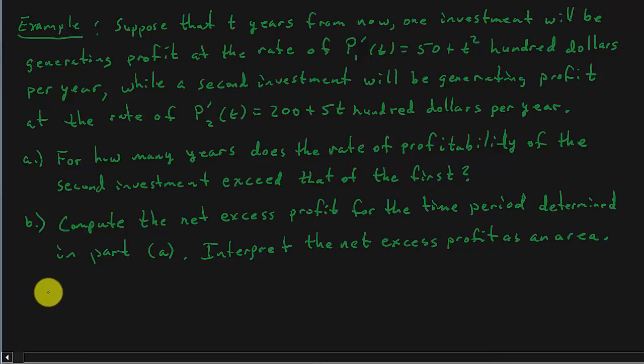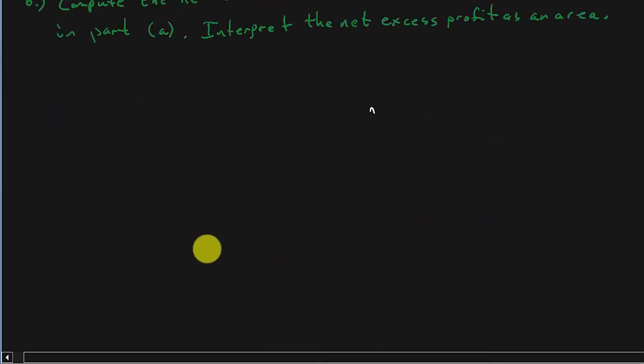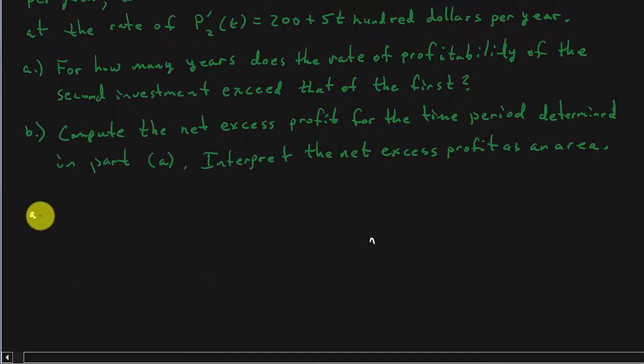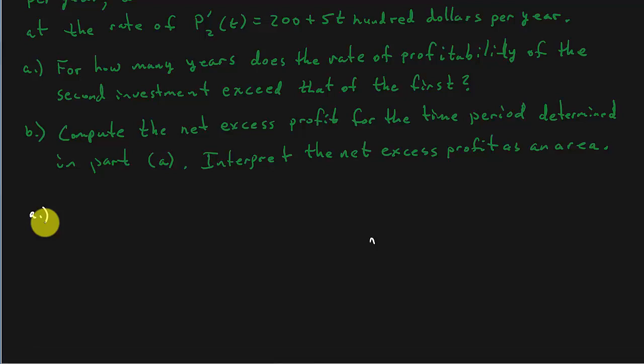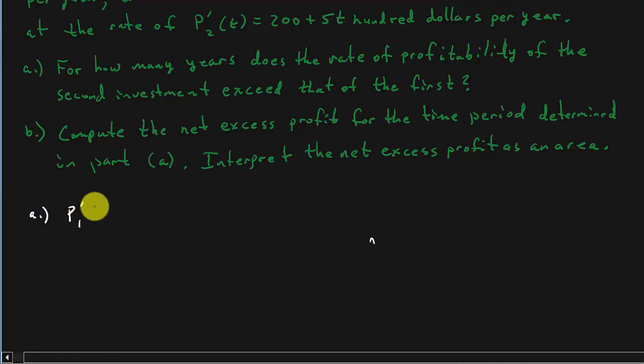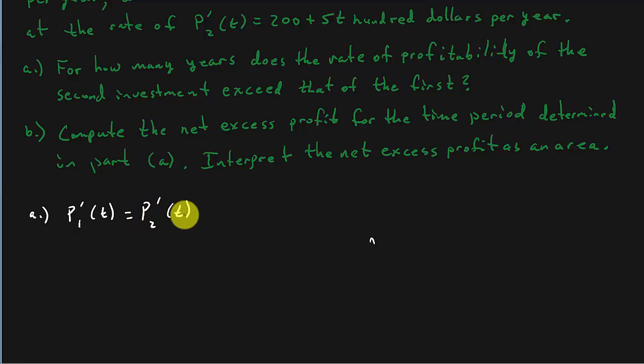So for Part A, the rate of profitability of the second investment exceeds the one of the first until P1 prime of t is equal to P2 prime of t. So we're going to set them equal to each other and see where they intersect.